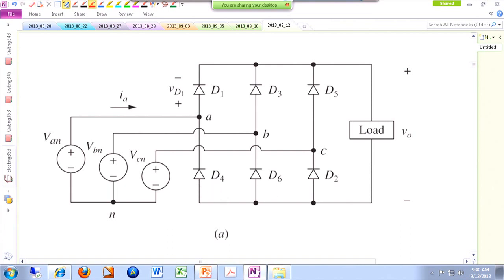The reason is first D1 and D2 conduct, then D2 and D3 conduct, then D3 and D4 conduct, something like that. So this order is important.